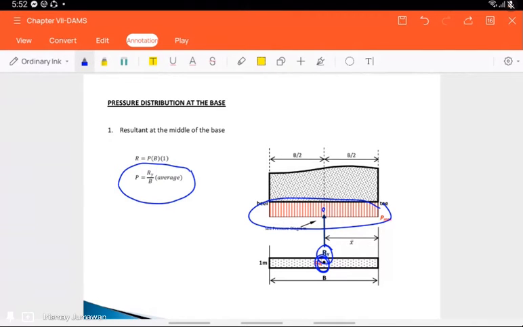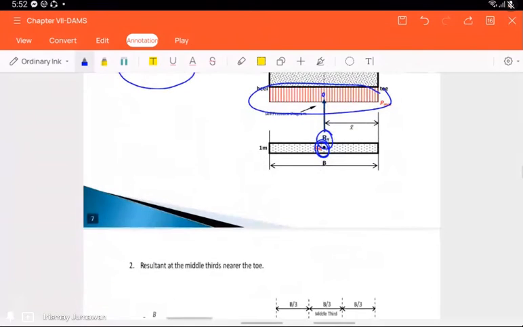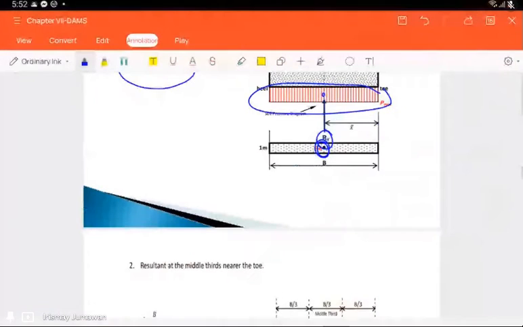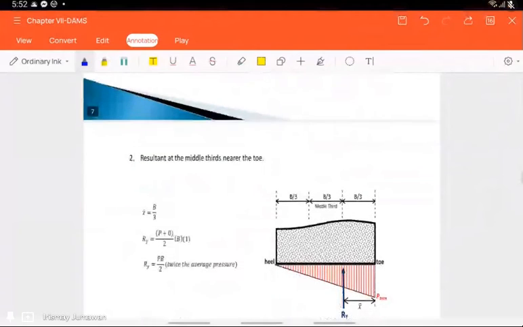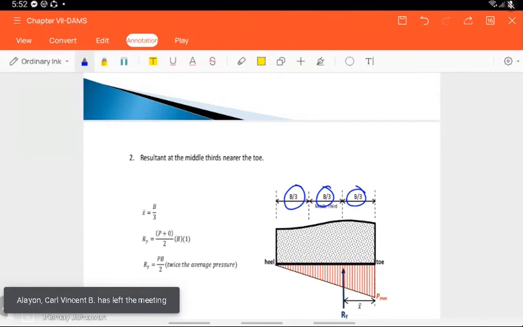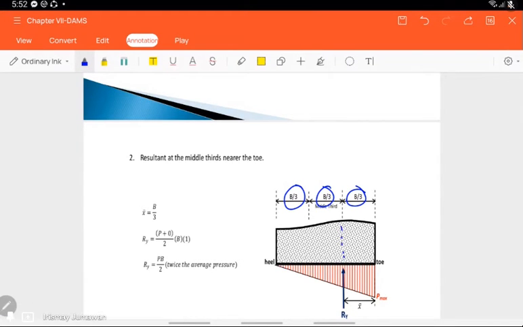So in getting the pressure, it is equal, no? Your soil pressure is equally distributed. If the resultant is at the middle third, you have to divide the base into 3. Then, if it is at the middle third, it's not 1/3, it's at the middle third.